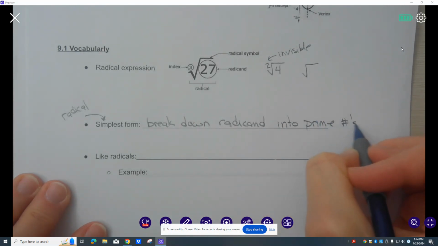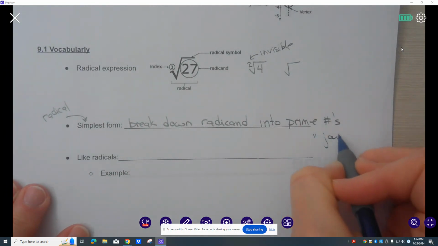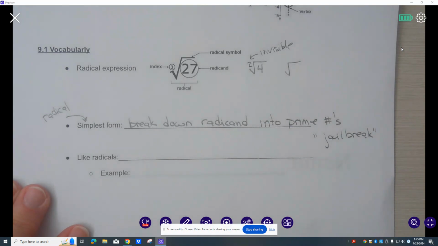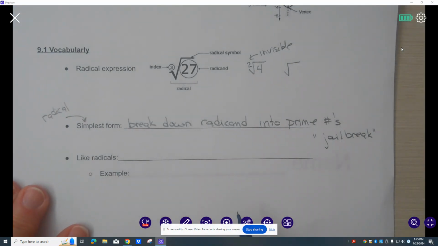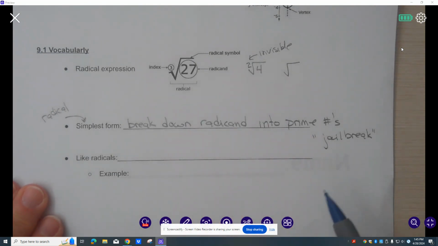So break down the radicand into prime numbers or factors. And the process of doing that, we are going to call jailbreak. You'll understand why when we do an example. So again, in the video, if you ever need to, pause it and fill in your notes. Make sure you get all this in your notes.